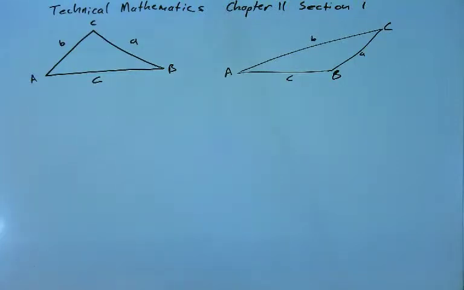We've seen that these 6 trig functions apply to right triangles, right? The sine of an angle is the opposite over the hypotenuse. That only works in a right triangle. So what do we do when we have triangles that are not right triangles?